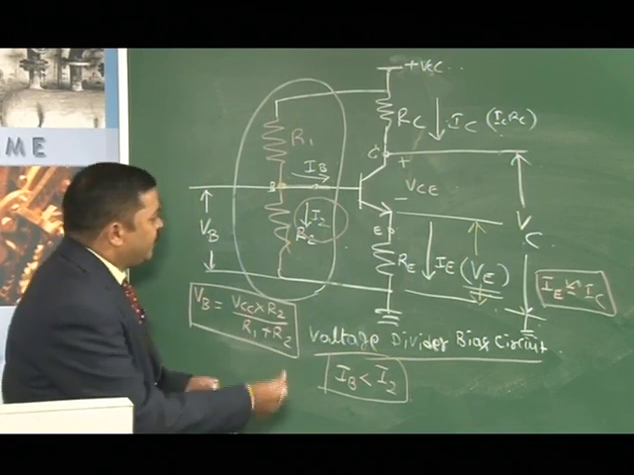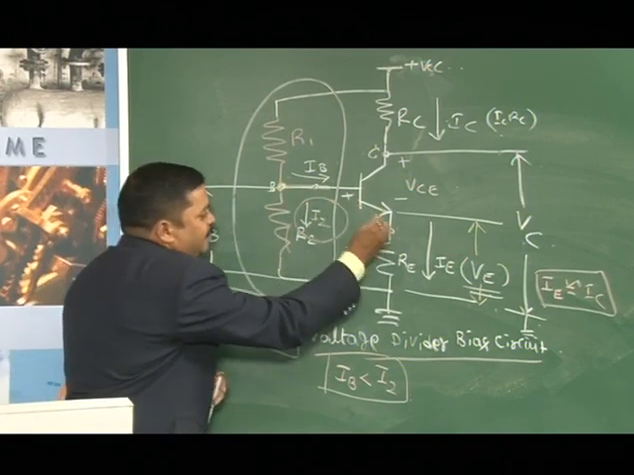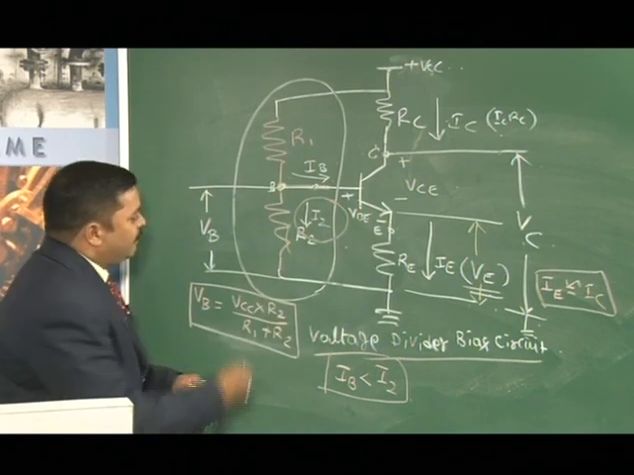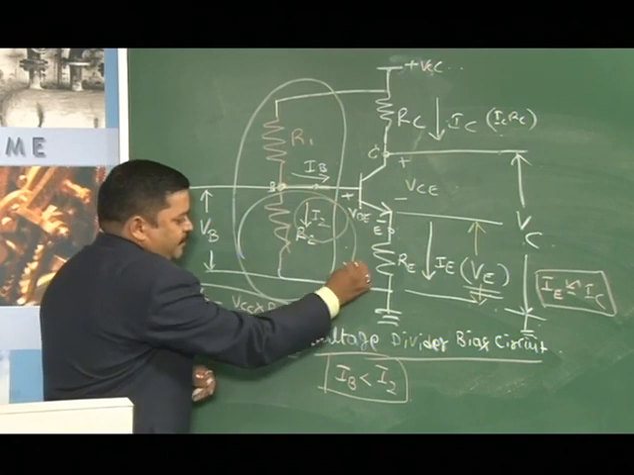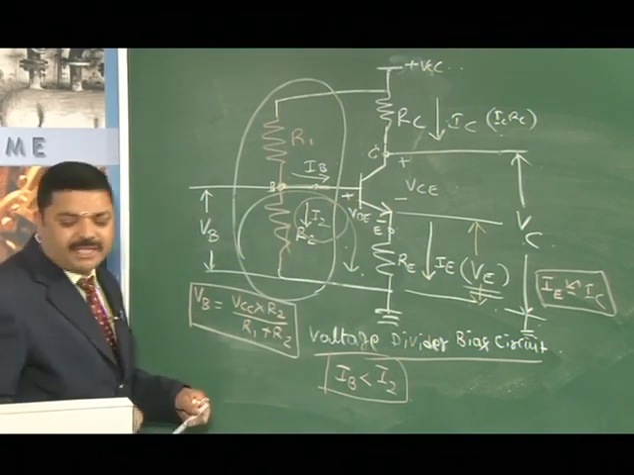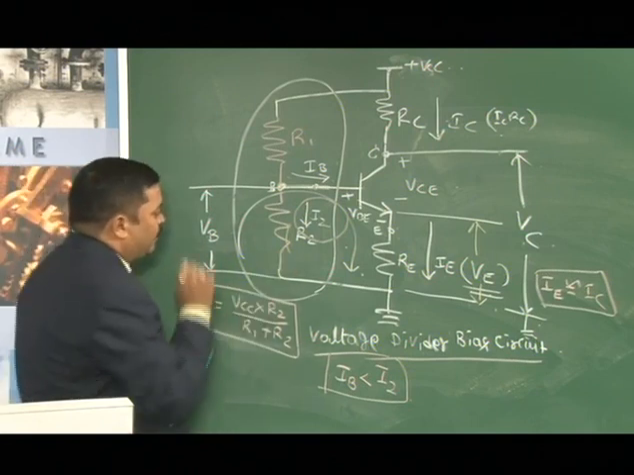To find out VE, the voltage here is VB, and here there is a plus minus VBE cut-in voltage, which is understood, right. We will apply KVL for this loop. We will apply KVL for this input loop, the lower part of the input loop, right. When we apply KVL for this input loop, what will we get?